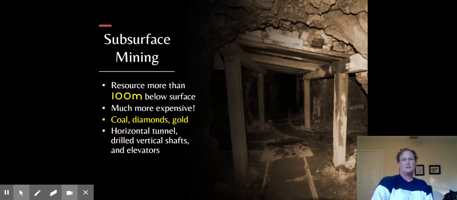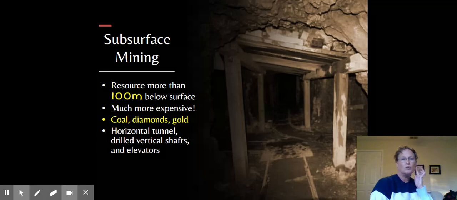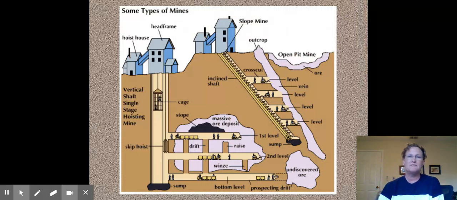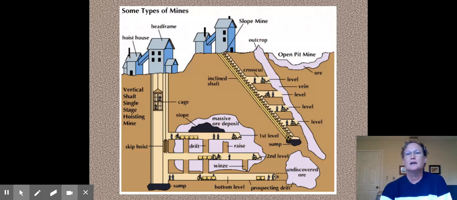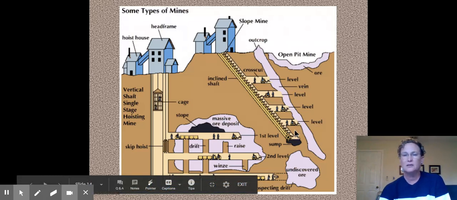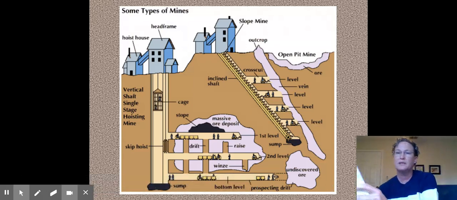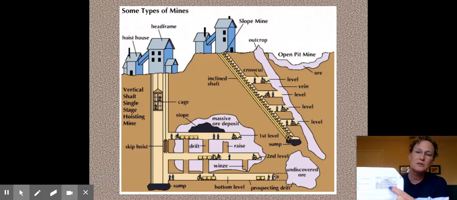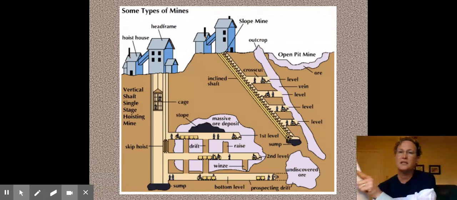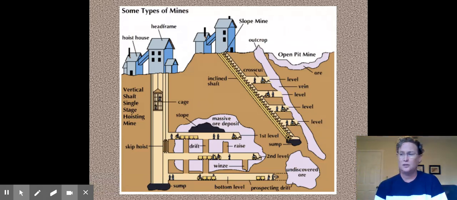So it's much more expensive. Coal, diamonds, gold, horizontal tunnels are drilled in vertical shafts and elevators. So some types of mines, so they'll have vertical shafts and a single stage hoisting mine. You might have a slope mine so that you can get down there. And then you're constantly going to try to find the undiscovered ore. So you have a little picture of that in your notes, okay? To kind of get that idea. And in your book too, there's lots of good information for you.